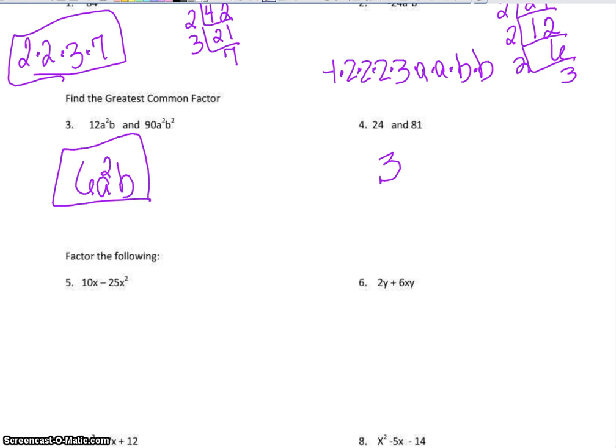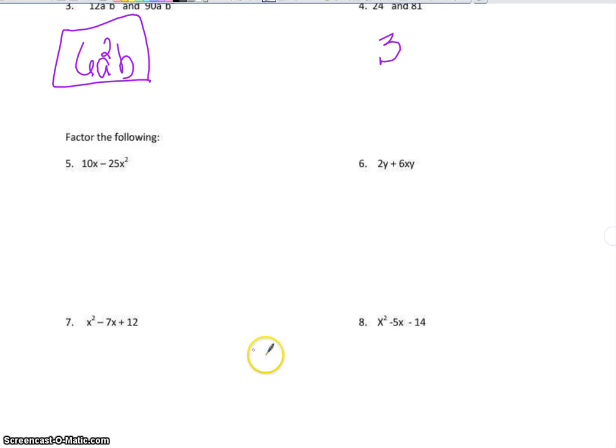Looking at number 5, 10x minus 25x squared, you've got to see what they both divide by. If you can see it, that's great. If not, do your math, num, number 9. 10 and 25 will both divide by 5. Both of these terms have an x, and so I am pulling out a 5 and an x. You've got to take 10 divided by 5 and get 2.